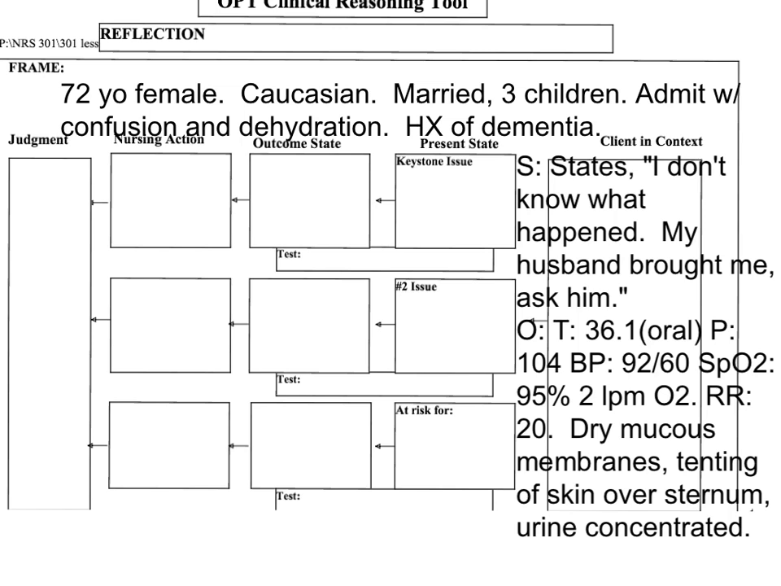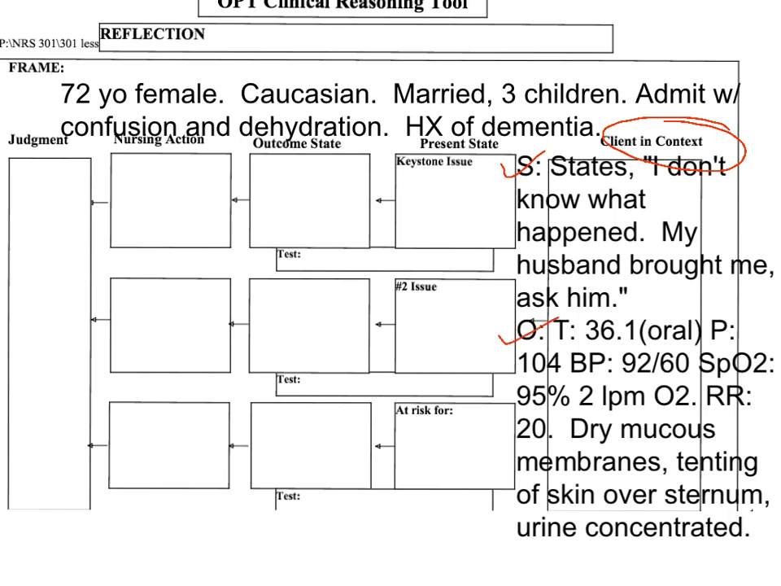That frame information should tell you something about the patient and should start to give you a picture of who this person is. Also in the client and context section, right over here, I entered some subjective data. Not enough, certainly, but I only put as much as I had room for. For example, I wrote, the client states, "I don't know what happened. My husband brought me. Ask him." So again, subjective data is assessment data, but it's something that the client tells you. And so you would enter in key pieces of subjective data.